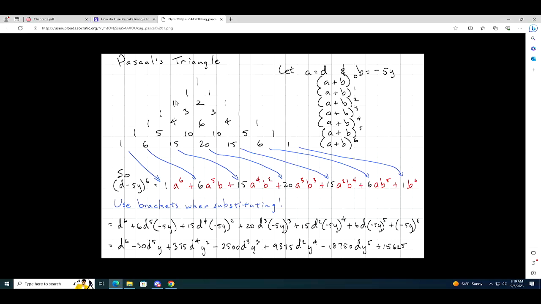This 3 equals 1 plus 2, as does this 3. This 4 right here is 1 plus 3. 6 is 3 plus 3. 4 is 3 plus 1. Jumping down to this row, 6 is 1 plus 5. 15 is 5 plus 10. 20 is 10 plus 10.